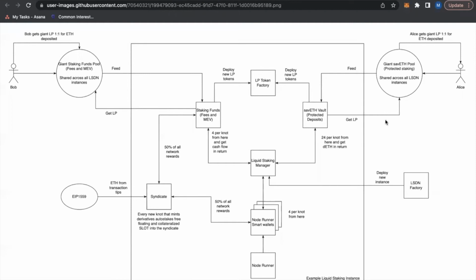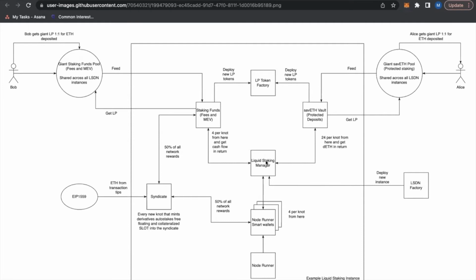Okay, so until now, I understood that for a liquid staking network, I interact with the protected deposit and the protected fees and MEV and all. But let's say that I, as a user, don't have any idea of this.